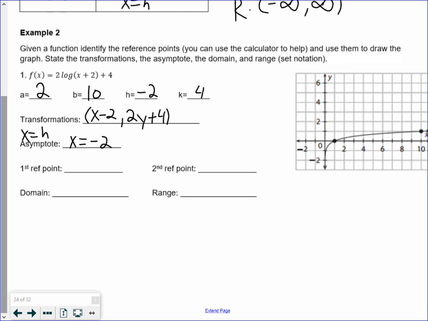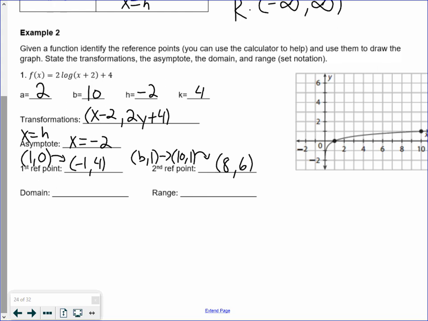For our two reference points, our first reference point comes from the parent reference point of 1, 0. We plug that into our transformation rule to get negative 1, comma 4. Our second reference point comes from b, 1. Our b in this case is 10, so the point that we're plugging into our transformation rule is 10, 1. When we transform it, we get 8, comma 6.